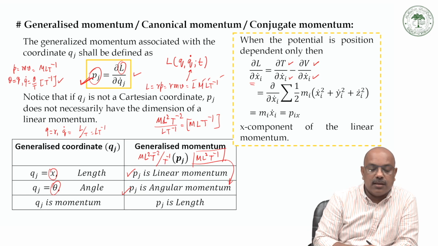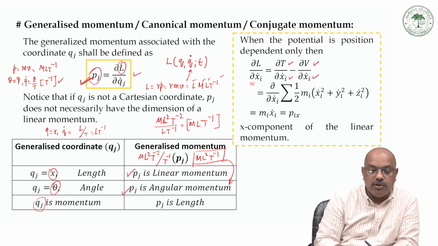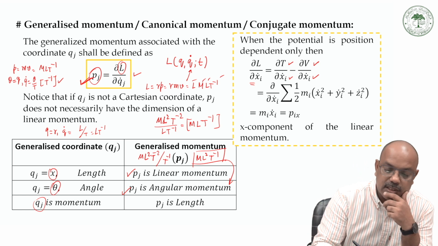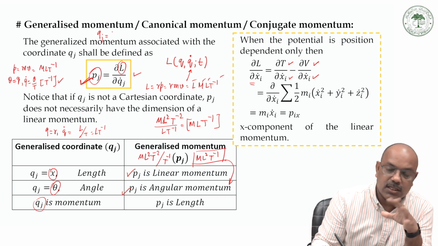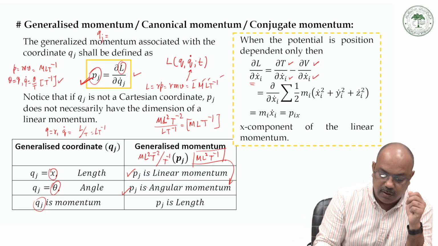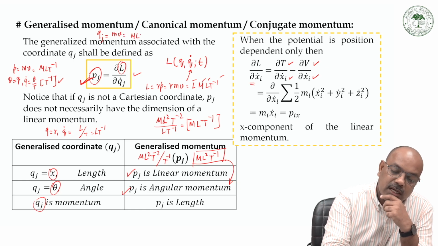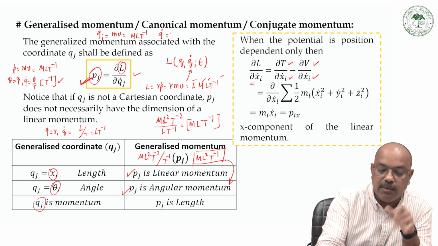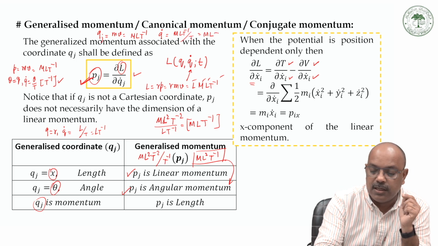Similarly, if your qj is a momentum, that is, linear momentum, which is mv, then you have the dimension M L T to the minus 1. Then you have q dot, and since you are differentiating with respect to time, this is going to have M L T to the minus 2.